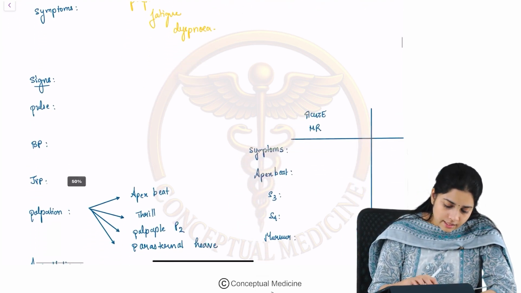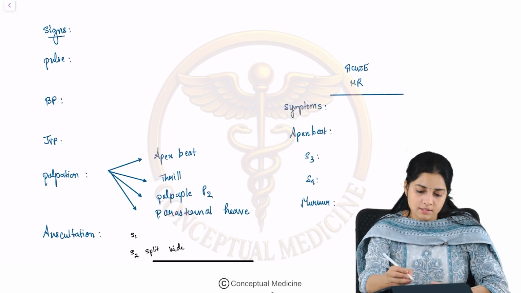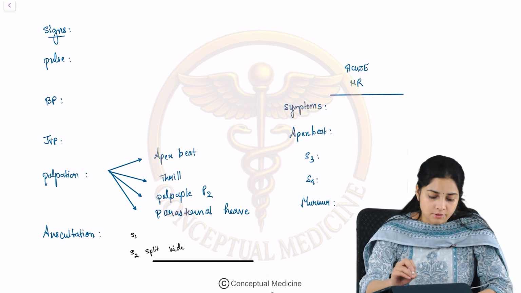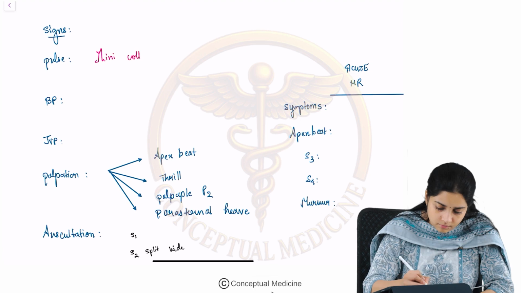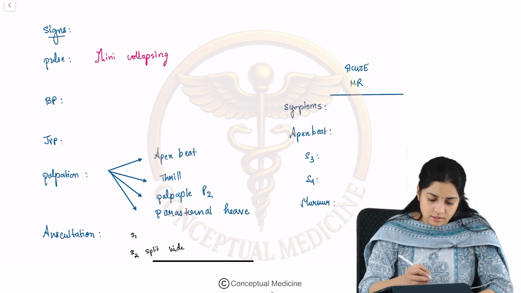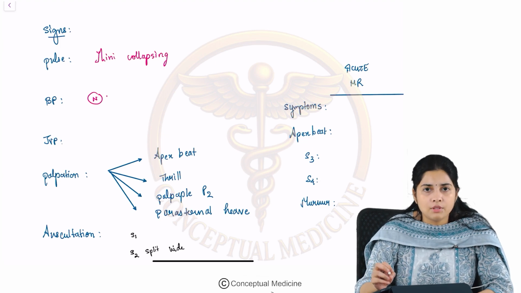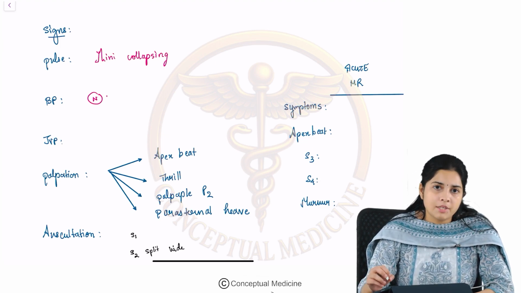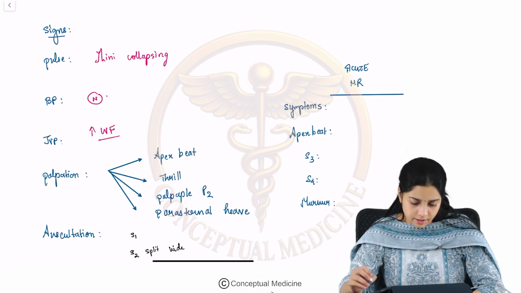Let us look at the signs. What happens to the pulse? Since this is a volume overload state, what is the type of pulse that you find here? You find a mini collapsing pulse. Mini collapsing or pseudo collapsing pulse is seen in mitral regurgitation. The blood pressure is usually normal. What happens to the jugular venous pressure? The jugular venous pressure is usually normal, but can be elevated if there is left ventricular failure.